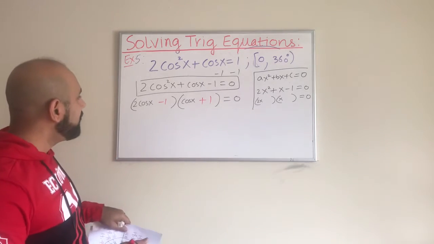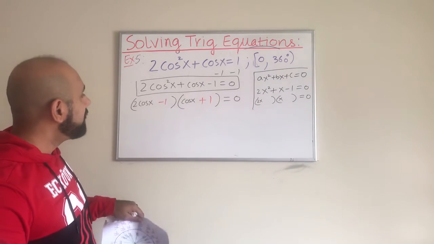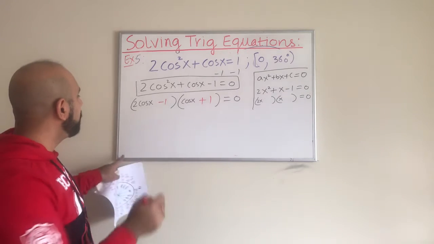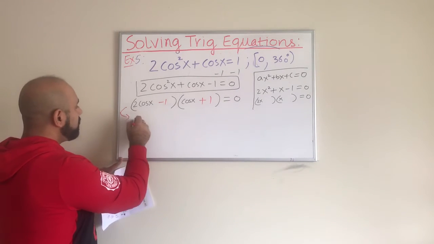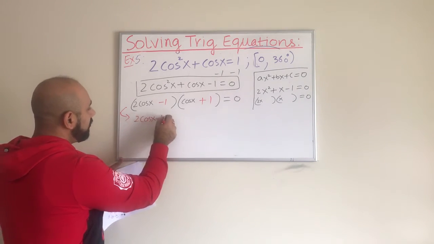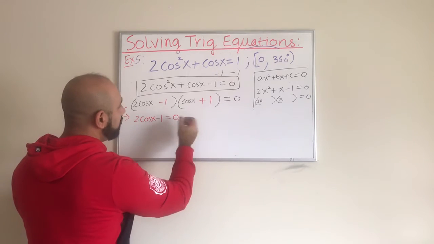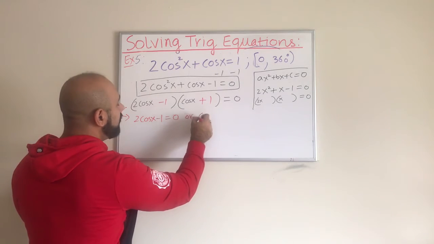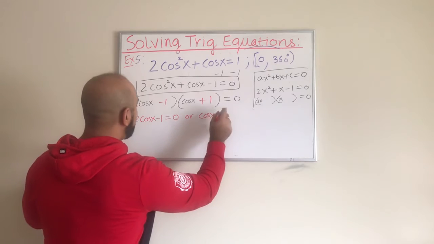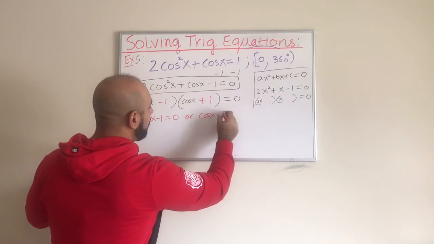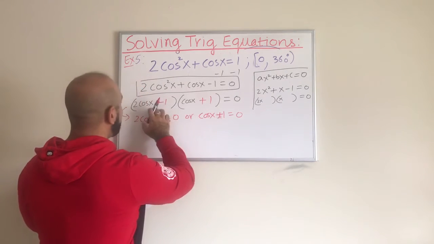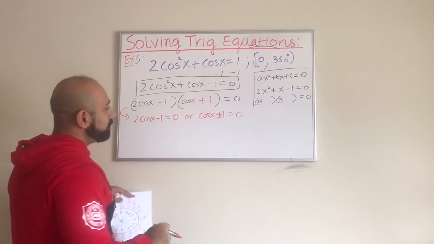So once I have these two linear factors, and their product is equal to 0, from here we know that 2 cosine x, well, we set this equal to 0 using the zero product property, or cosine x plus 1 equals 0. So you set this equal to 0, and you also set the other one equal to 0.